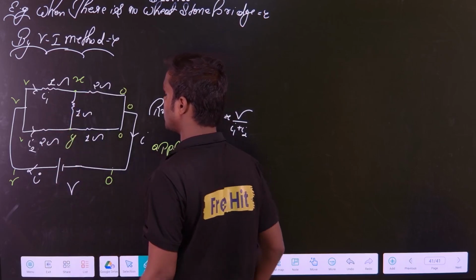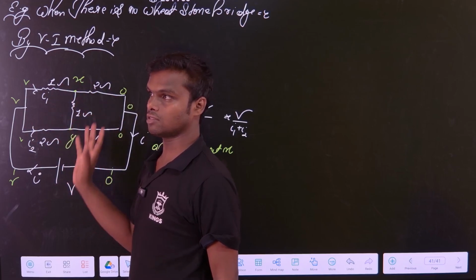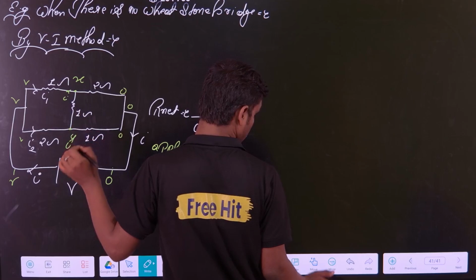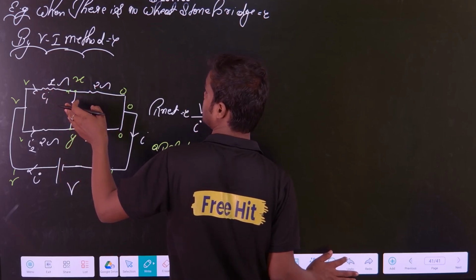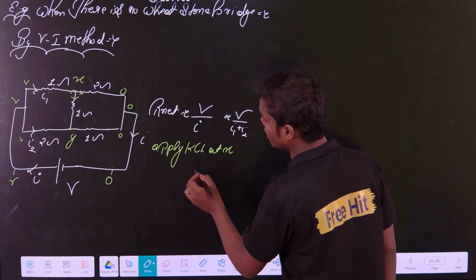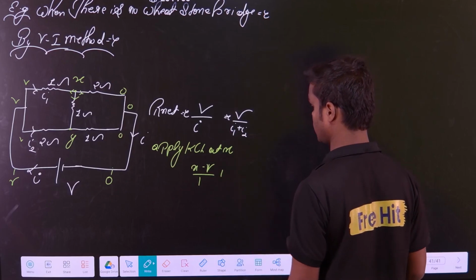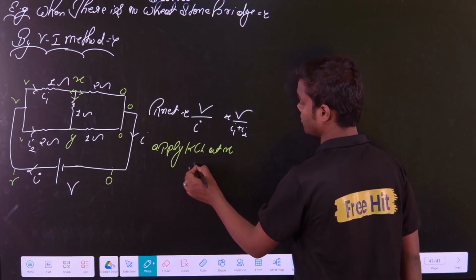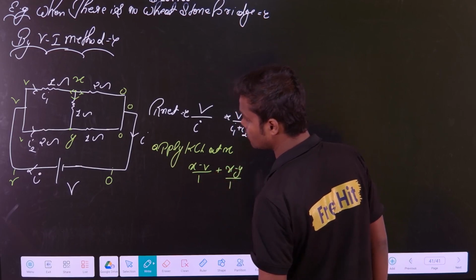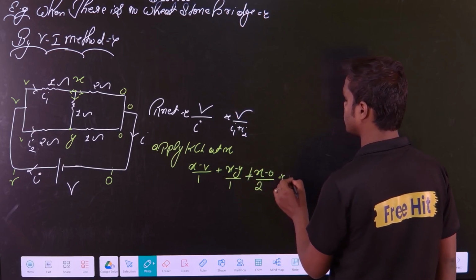When you are applying KCL at any node, just see that node, don't think about anything else in the circuit, just consider that node. So let us say you take the current going out in each direction, okay? So what is the value you will get? X minus V upon 1 plus X minus Y upon 1 plus X minus 0 upon 2 equal to 0, correct?